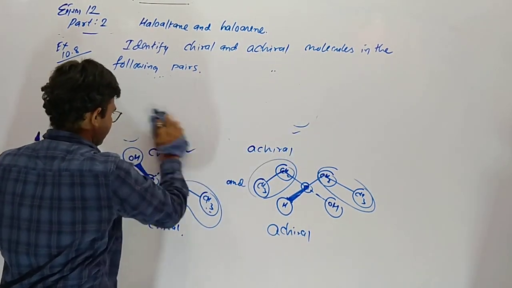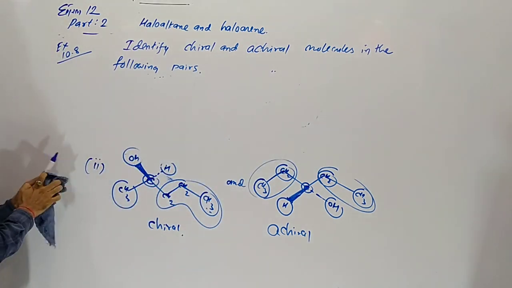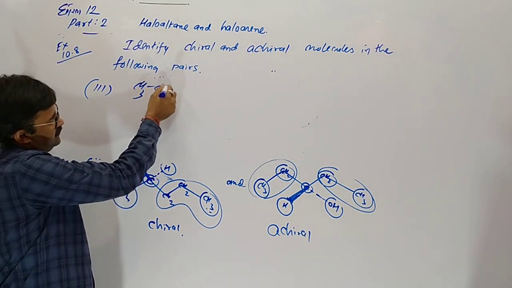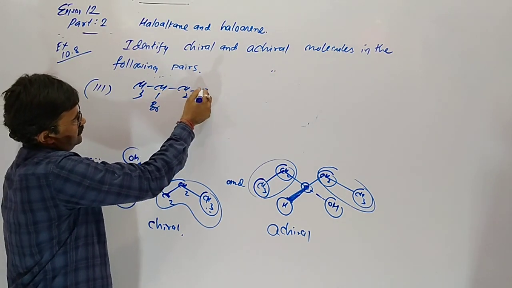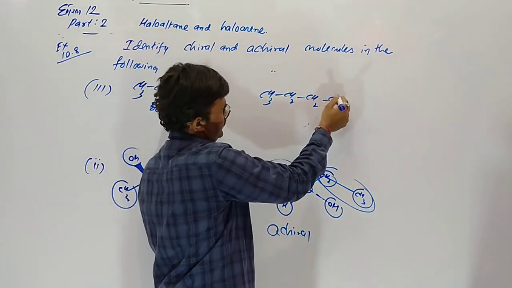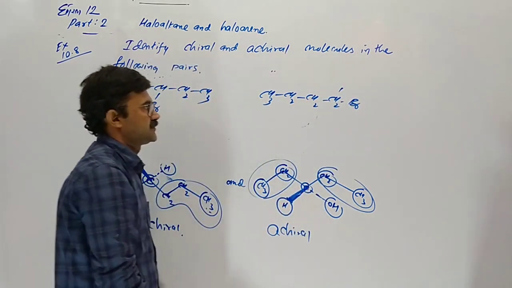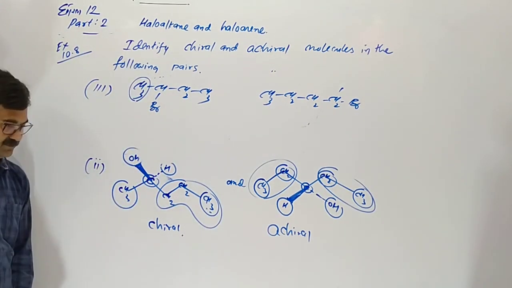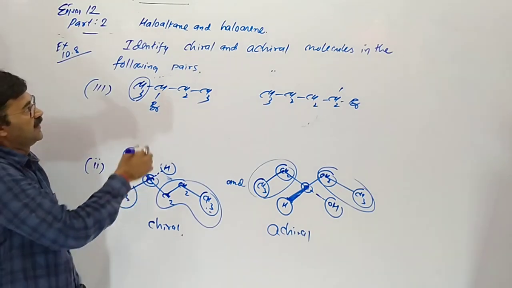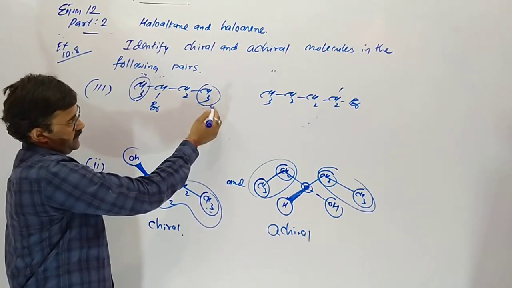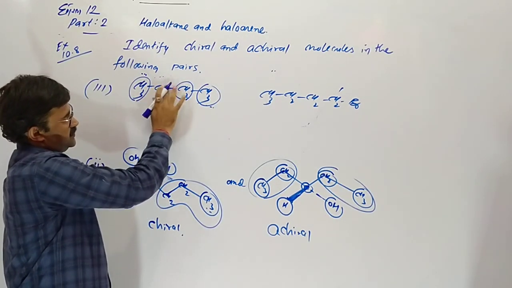And our third pair is given like this: 2-bromobutane and 1-bromobutane. In our book, 2-bromobutane and 1-bromobutane is given. So what about this? First of all, CH3, is it chiral? No. Why? 3 hydrogens are the same. This one, no, 3 hydrogens. This one, no, 2. This one, yes.